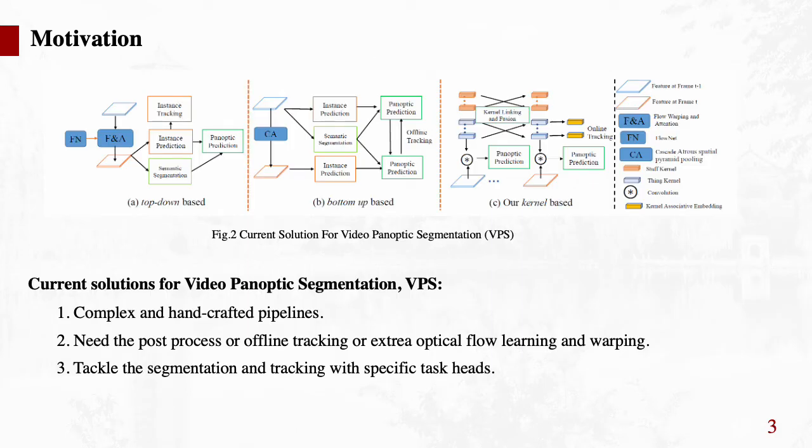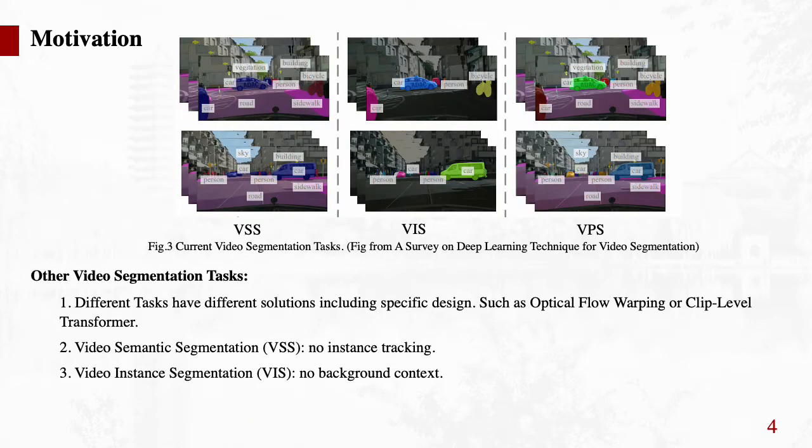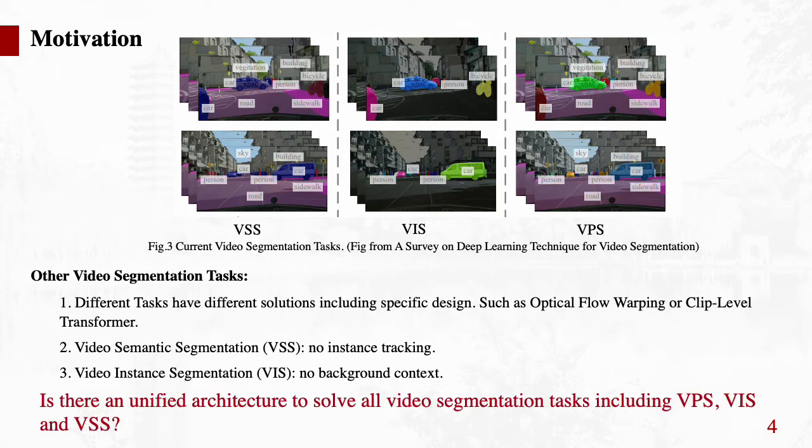However, current solutions for video panoptic segmentation, VPS, have several shortcomings, including a complex handcrafted pipeline, and the need for post-processing or offline tracking. Another issue is that they tackle segmentation and tracking with specific task heads. So is there a simpler solution for VPS? Also consider other video segmentation tasks, including video semantic segmentation and video instance segmentation. The different tasks have different solutions. So is there a unified architecture to solve all video segmentation tasks, including VSS and VPS?